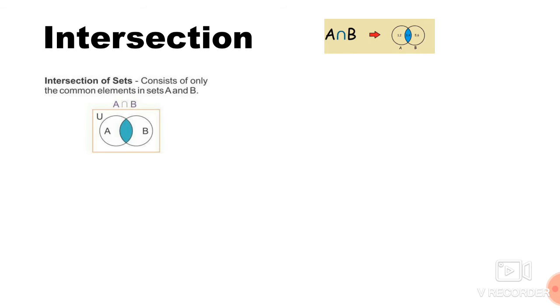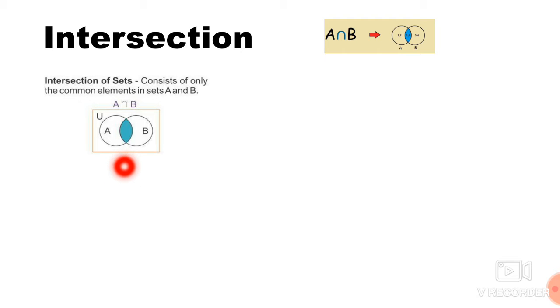The next operation we have is intersection. In the intersection of two sets, we just write down the elements that are common in set A and set B. Only the elements which are common in both the sets will be written in the intersection of those sets.